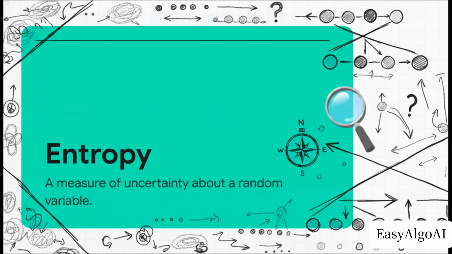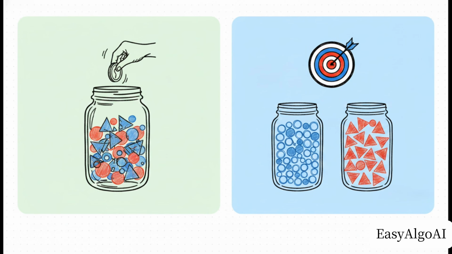In information theory, entropy is just a mathematical way to measure the uncertainty about a random variable. Basically, the algorithm looks at a pool of data and calculates exactly how chaotic or uncertain it is. To really grasp this, you need to understand the extremes of this chaos.